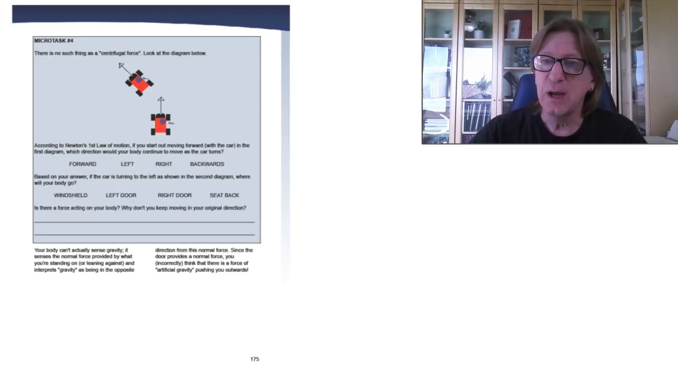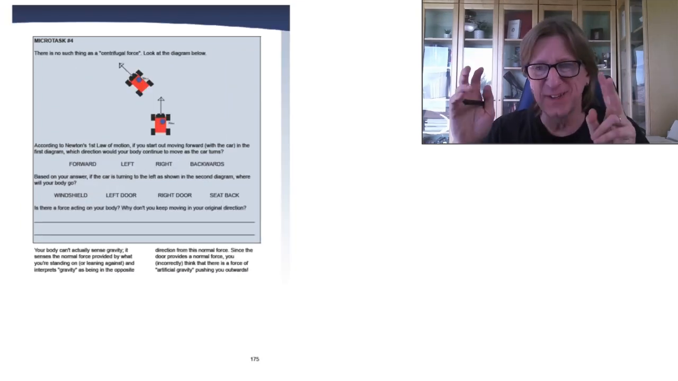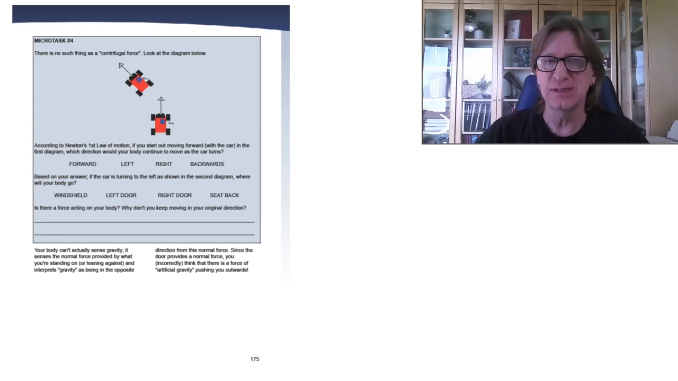All right, so now we're going to take a look at centrifugal force, this fictitious force. We're going to show you why it doesn't actually exist. Take a look at microtask 4, and let's suppose that you are riding in the passenger seat of this vehicle, and so this is you sitting right here, the little blue dot that you see. According to Newton's first law of motion, if you started out moving forward, I'm not talking about the vehicle, we're talking about you, and you're moving with the car in this first diagram right here. So which direction would your body continue to move as the car turns?